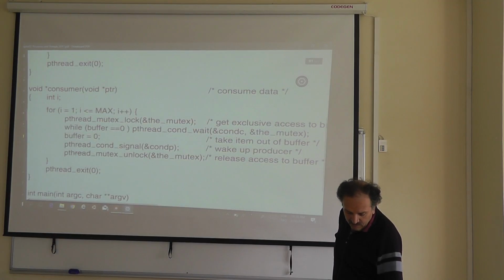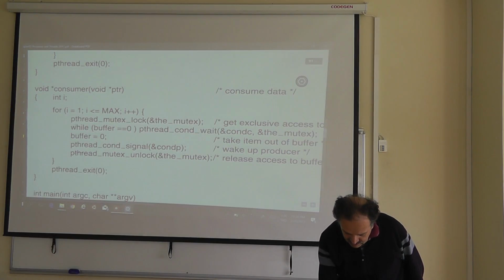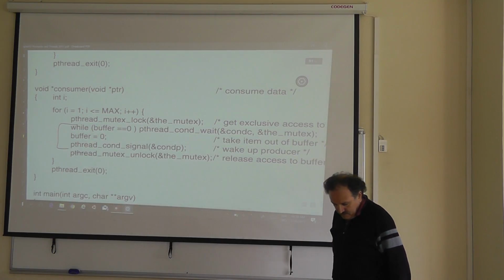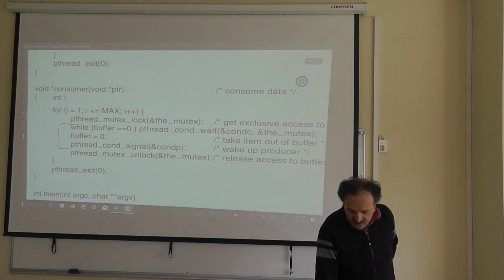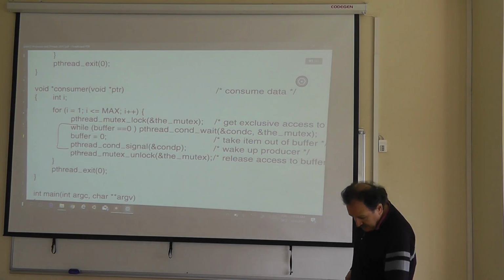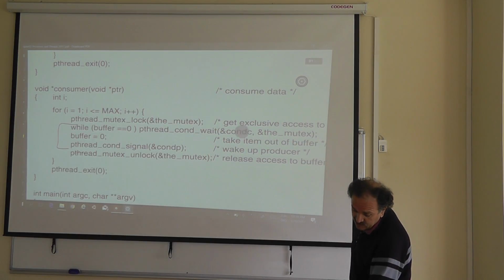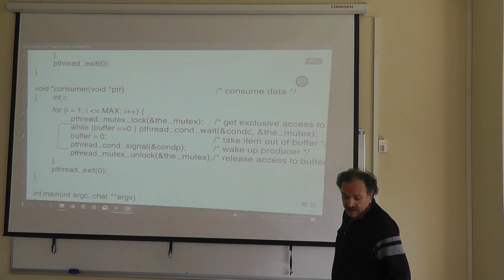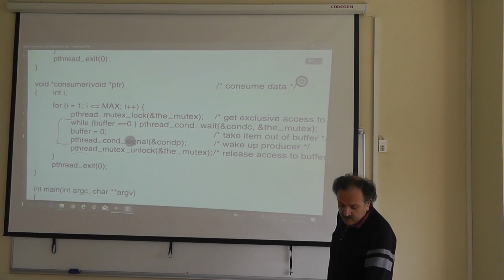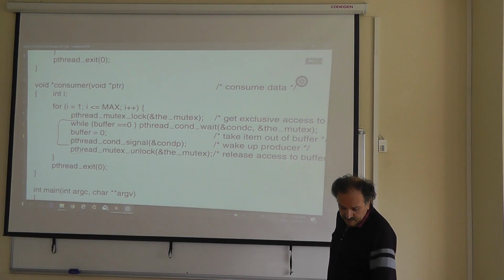And when I am the consumer, I do the otherwise. This is my critical region here. Again, I lock my critical region, get a mutex. If the buffer is 0, that means that there is nothing available in the buffer to be consumed. I will wait until this condition is available, and then I use the buffer, and I am signaling the producer saying that the buffer is available. You can put something into the buffer too.